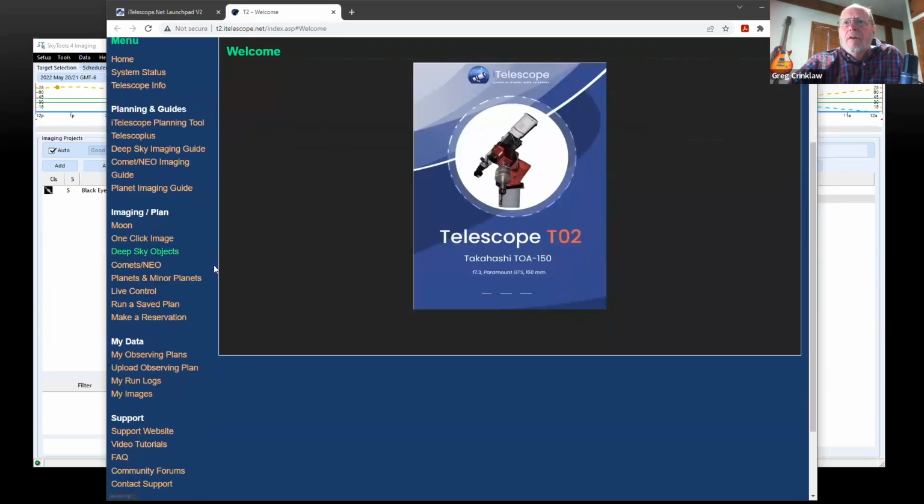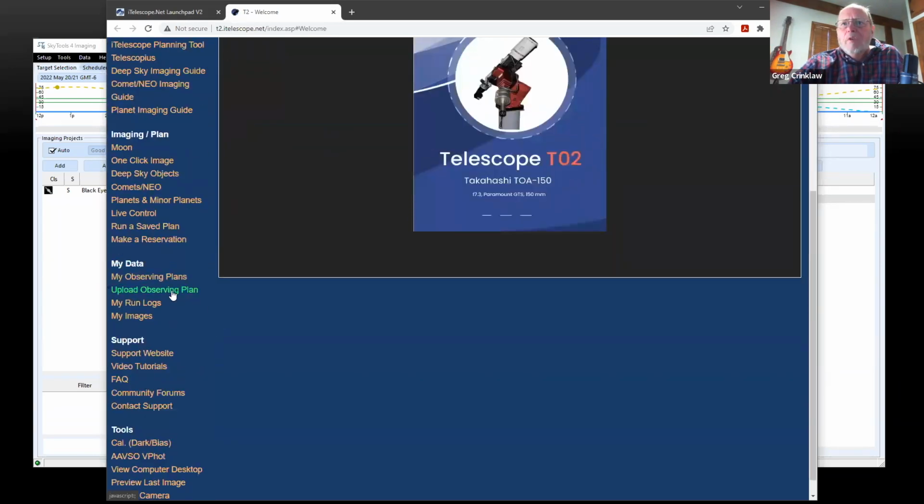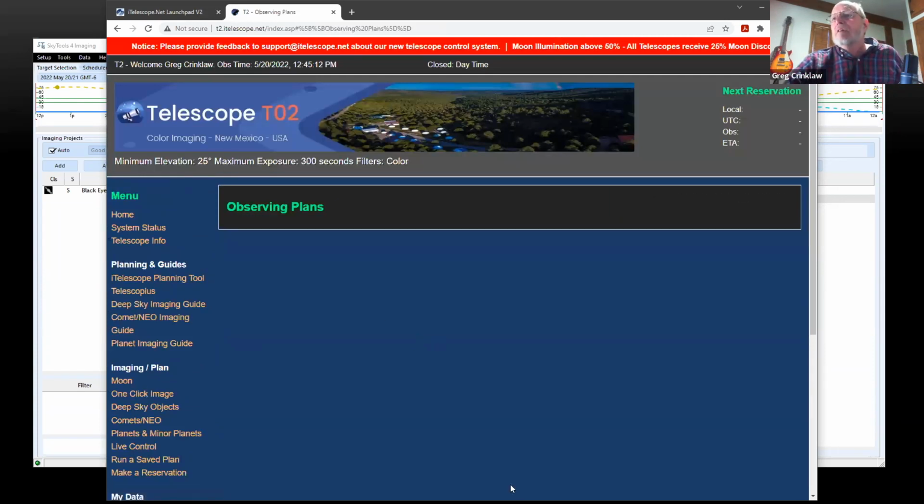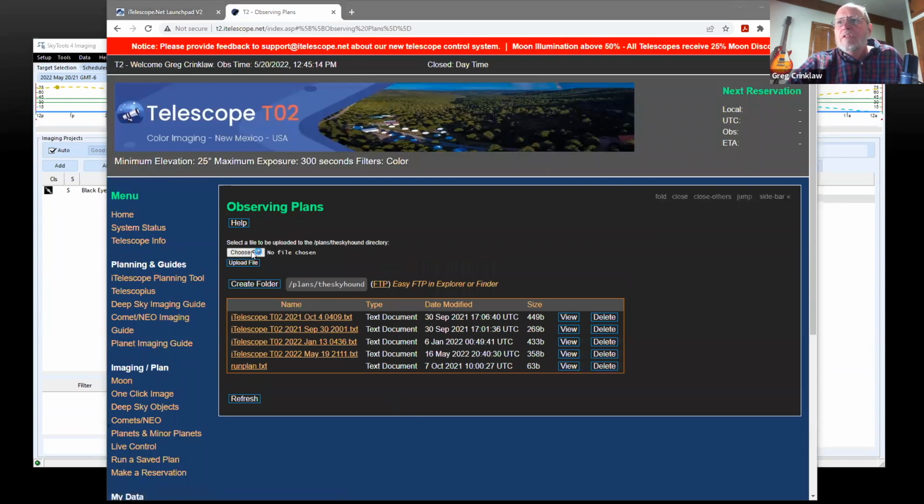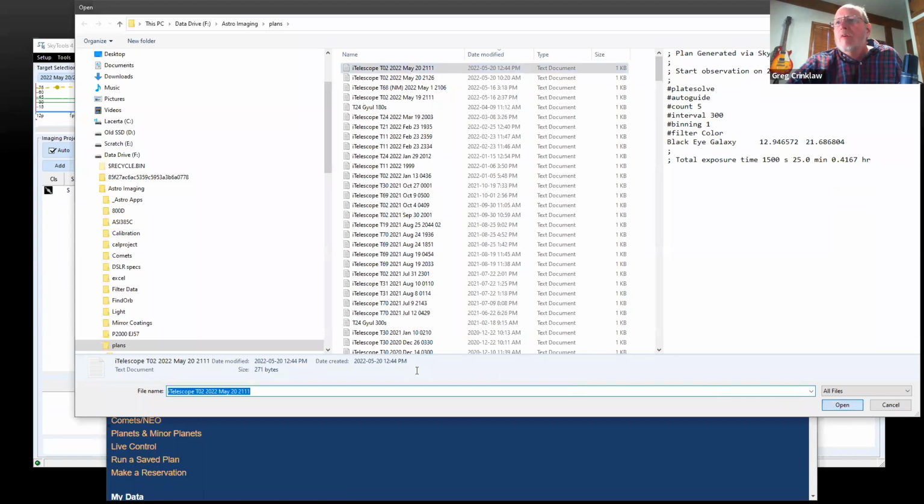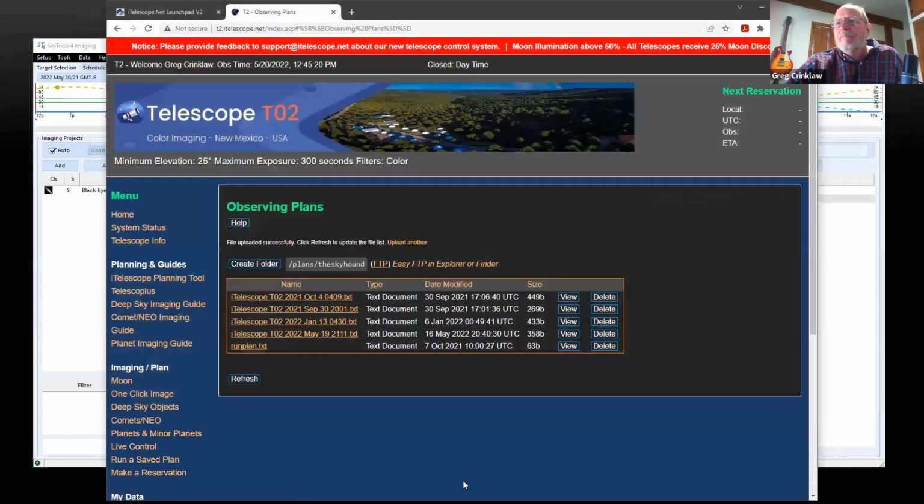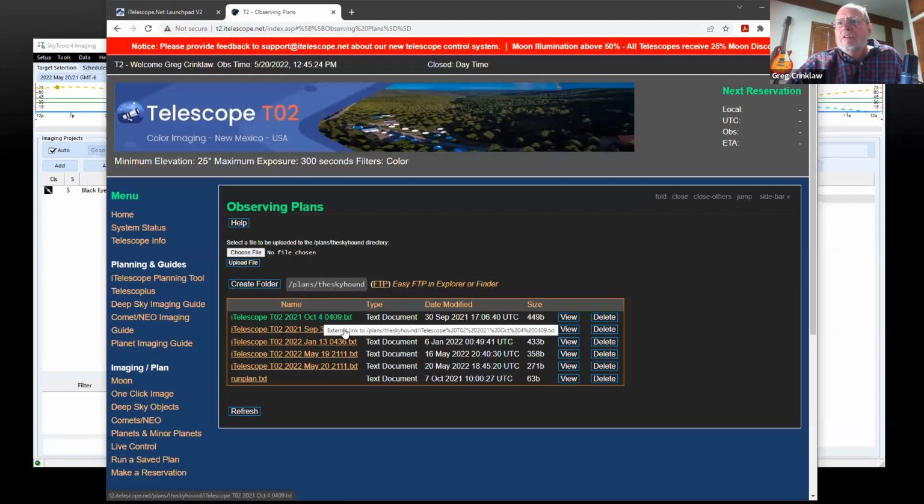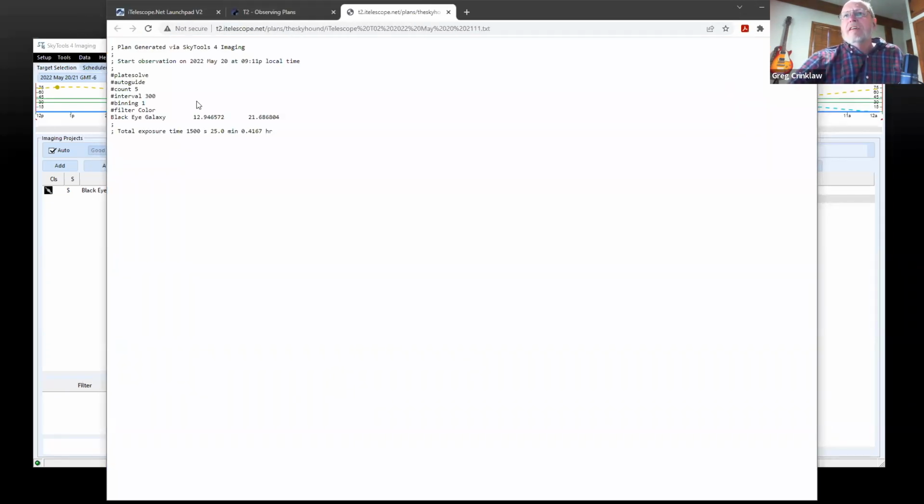And then we're going to go down to Upload Observing Plan. I'm going to select Download Existing Observing Plans. And then I'm going to choose my file. It's this one at the top. And I'm going to upload it. Refresh, and sure enough, it's down here, the May 20th one, and this is our plan that we created with SkyTools.